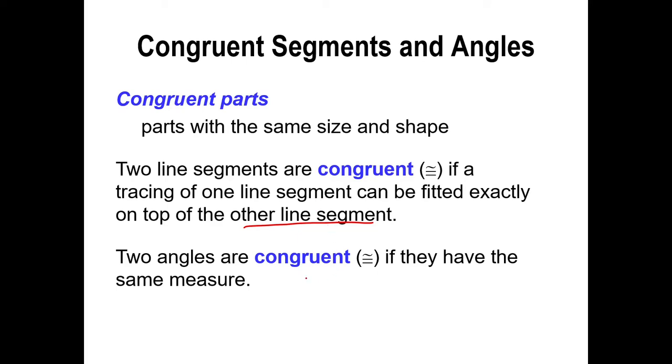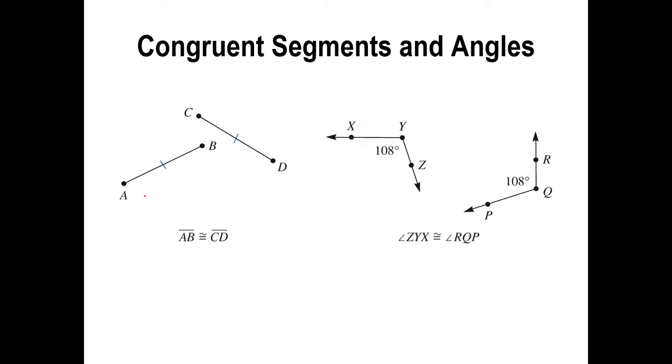Two angles are congruent if they have the same measure. Segment AB has exactly the same distance as segment CD, so they're congruent. Angle XYZ is exactly the same as angle RQP, so they are also congruent angles.